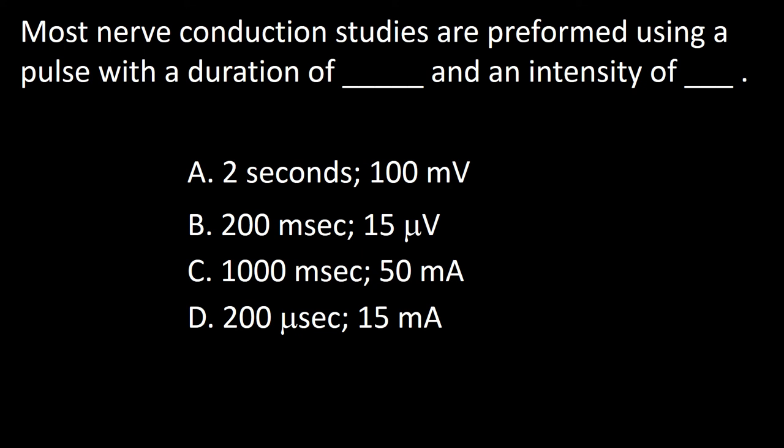Next question. Most nerve conduction studies are performed using a pulse with a duration of and an intensity of: A, 2 seconds and 100 millivolts; B, 200 milliseconds and 15 microvolts; C, 1000 milliseconds and 50 milliamps; D, 200 microseconds and 15 milliamps.